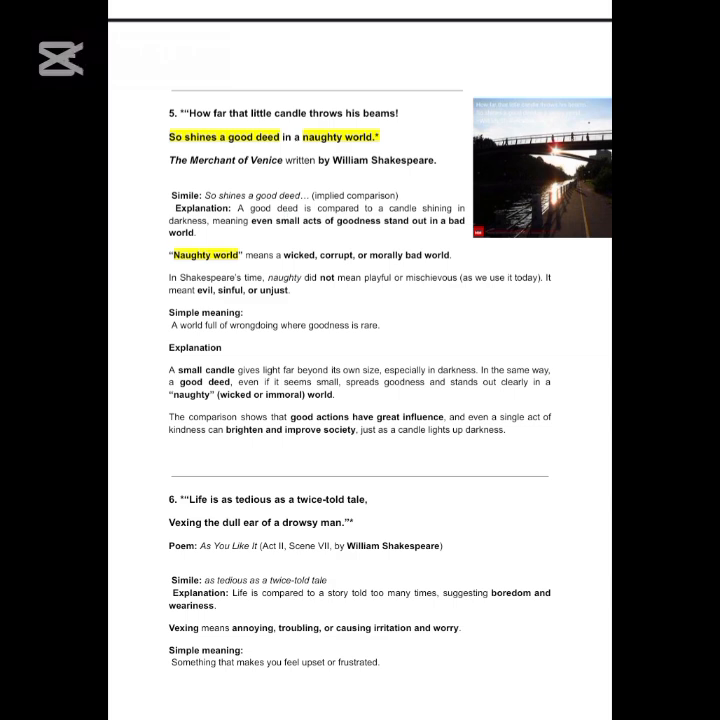So, the sixth example is given in front of you. Life is as tedious as a twice told tale, vexing the dull ear of a drowsy man. These lines are taken from As You Like It. Here, the playwright has used the simile "as tedious as a twice told tale." Life is compared to a story told too many times, suggesting boredom and weariness. Vexing means annoying, boring, or causing irritation and worry, something that makes you feel upset or frustrated.